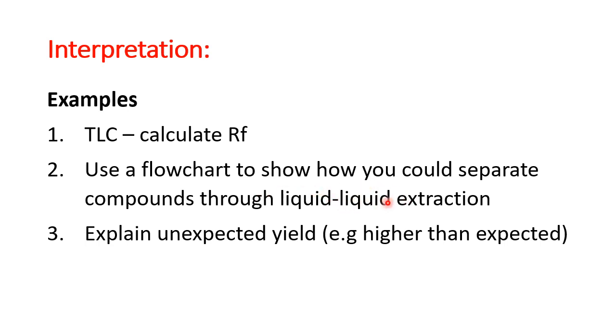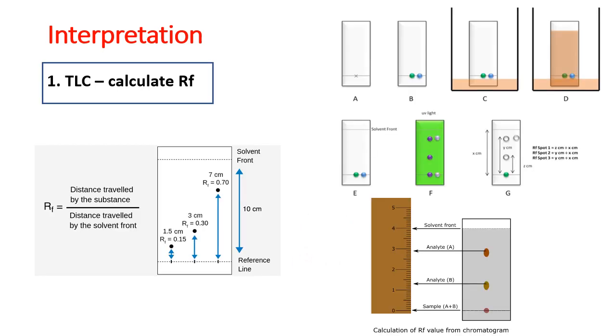How can we separate them? And how can we extract them? And also, we need to interpret the unexpected yields, whether it's higher than expected or lower than expected. First, let's start with the TLC interpretation and how to calculate the RF.